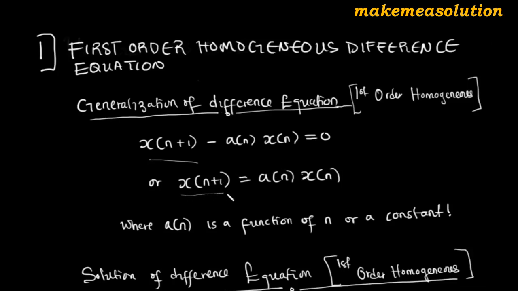Now x of n plus 1 is the same thing as a of n times x of n, when you take this one over to the right hand side. A of n is a function of n, or it could be a constant. So just know that this kind of difference equation over here is a first order homogeneous difference equation. And what makes it homogeneous? The fact that the right hand side is 0.